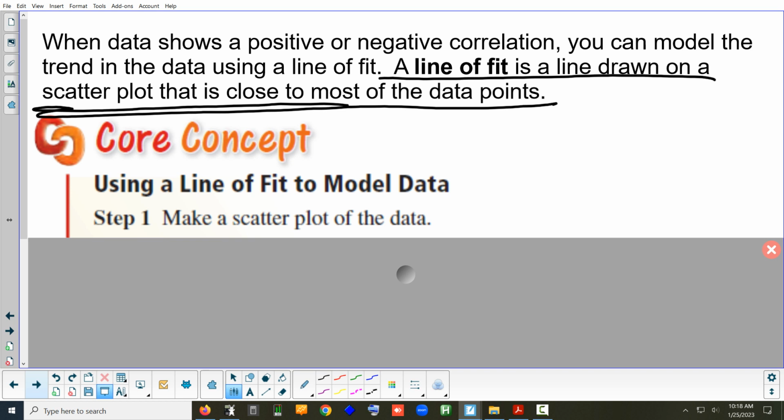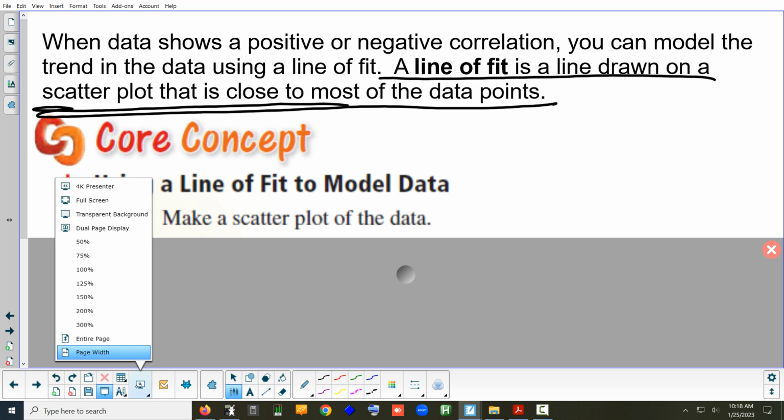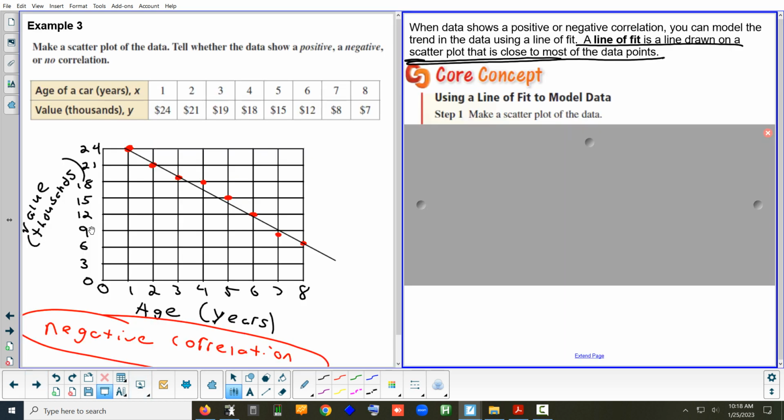So make a scatter plot. That's what we did on example 3. So that's your first step. Make a scatter plot. Step 2 is to decide whether the data can be modeled with a line. Maybe the points don't line up in a straight line. Well, if the points don't line up straight, then we can't use what's called a line of fit.